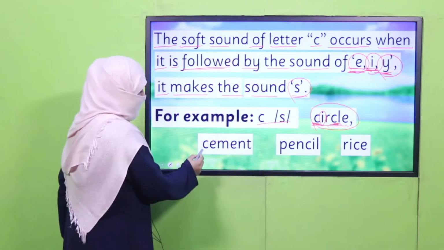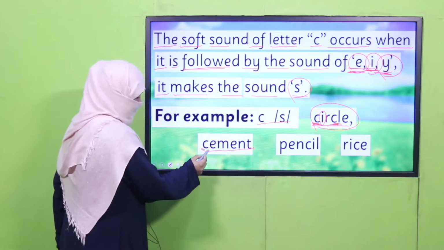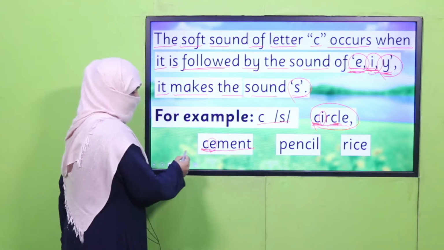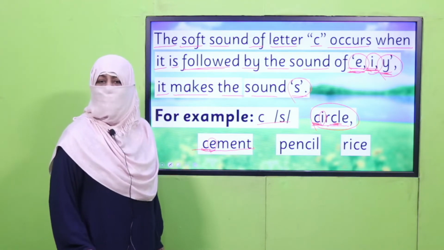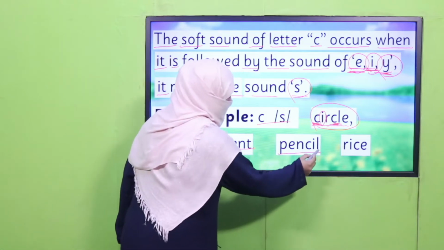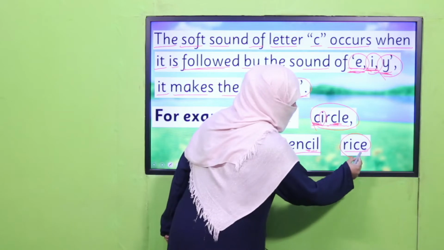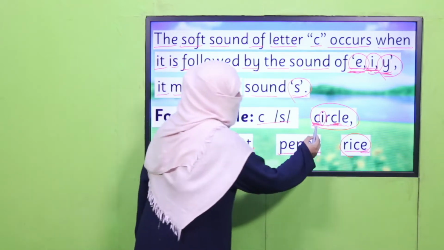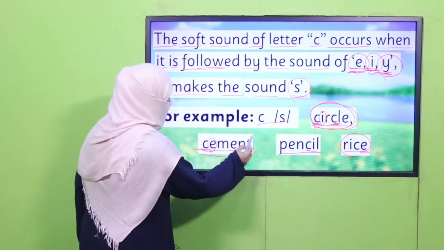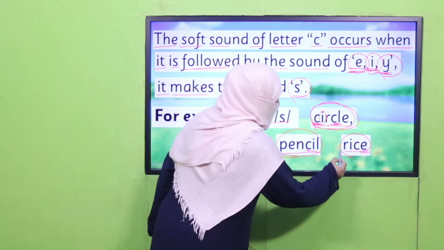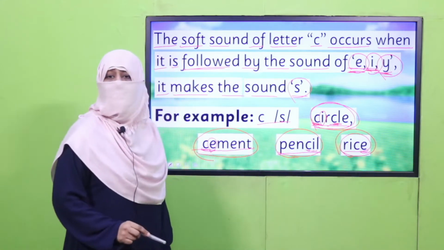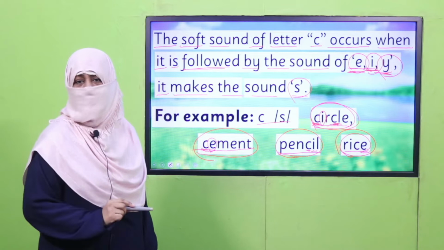The next is cement, because C is followed by E. So its sound is cement. Pencil. This C is followed by I. Rice. This C is followed by E. So circle, cement, pencil, rice are the examples of soft sound of C.